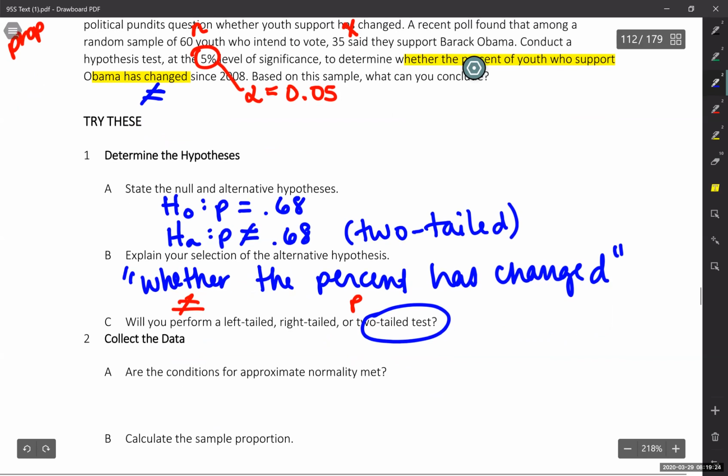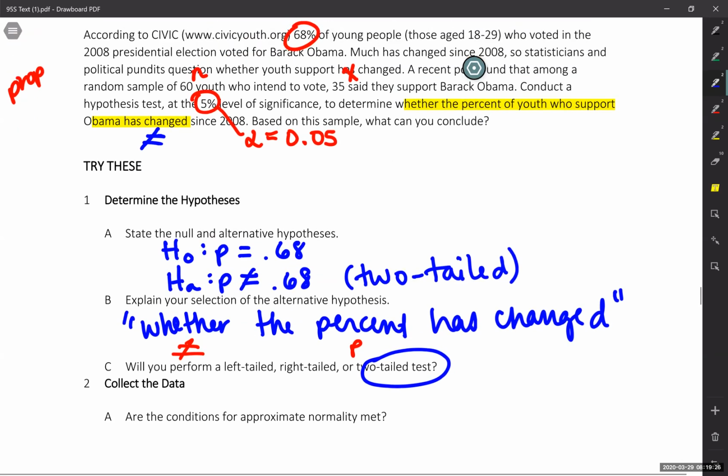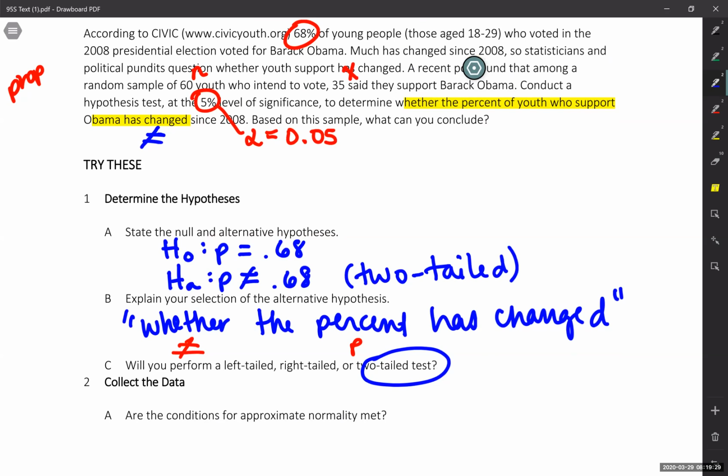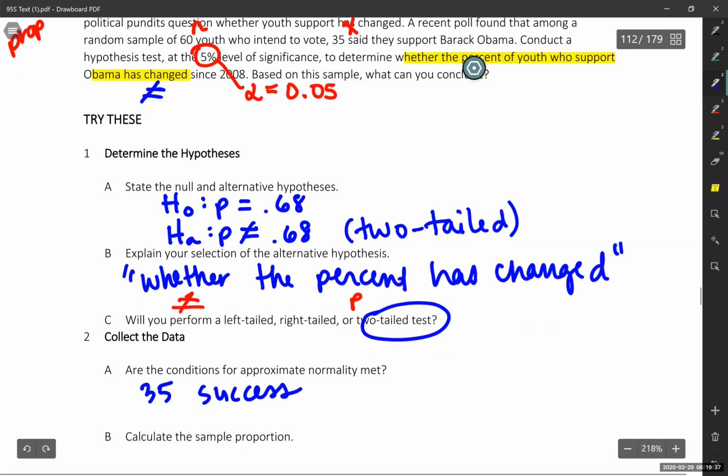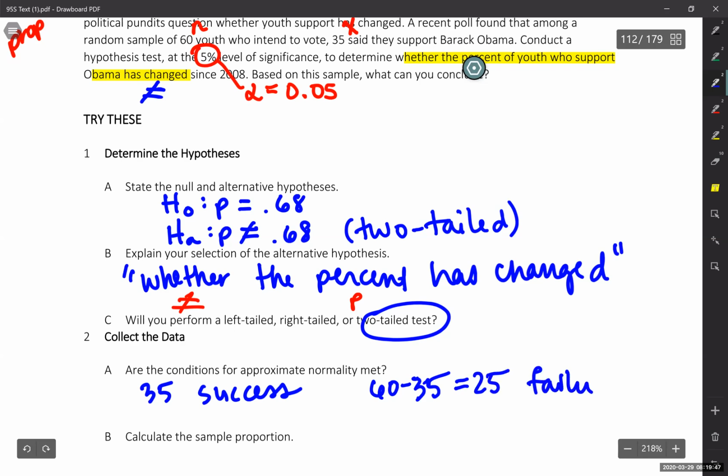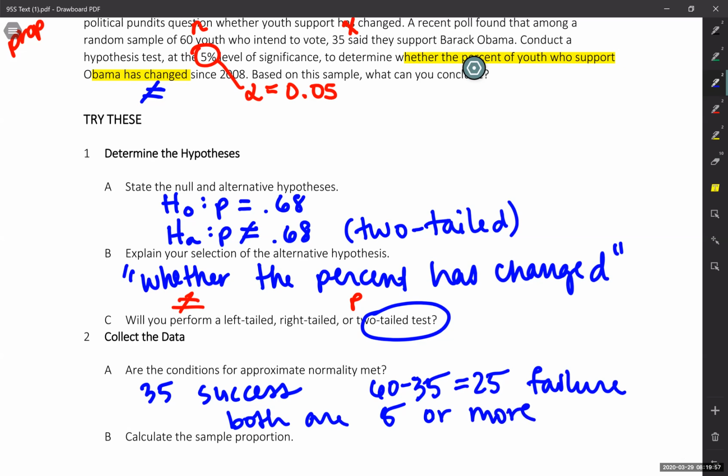Okay, are the conditions met? Well, let's see, we have 35 are considered a success. And then the rest of them, so 60 minus 35, so 25, are considered a failure, and both are 5 or more. So we're good. They're 35 and 25, so yes, we've met the conditions.